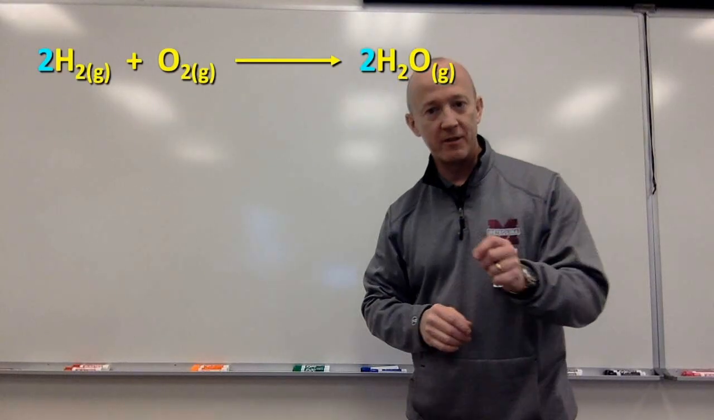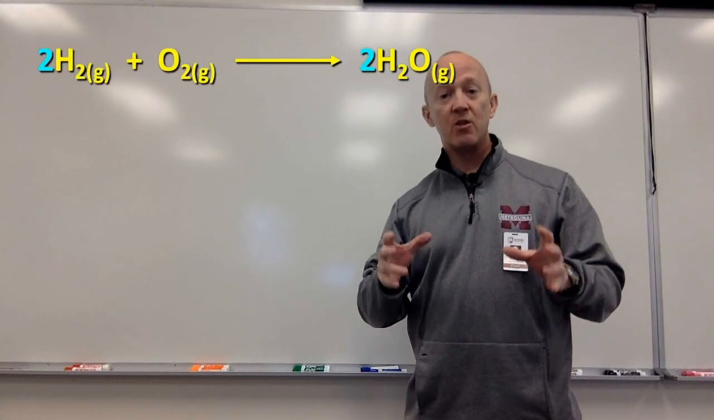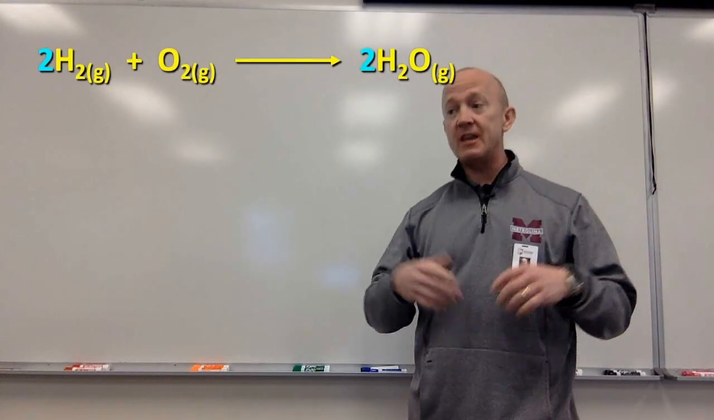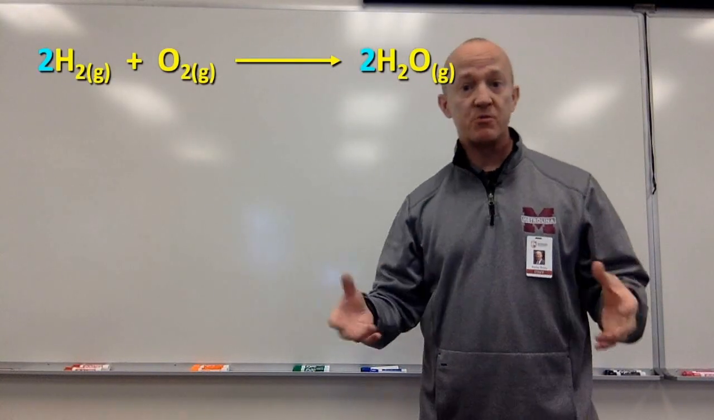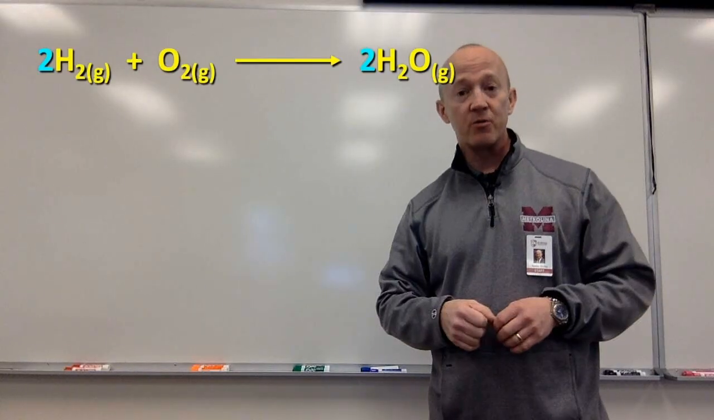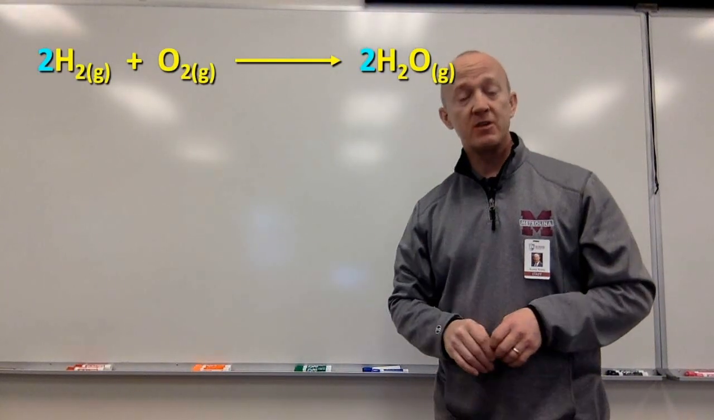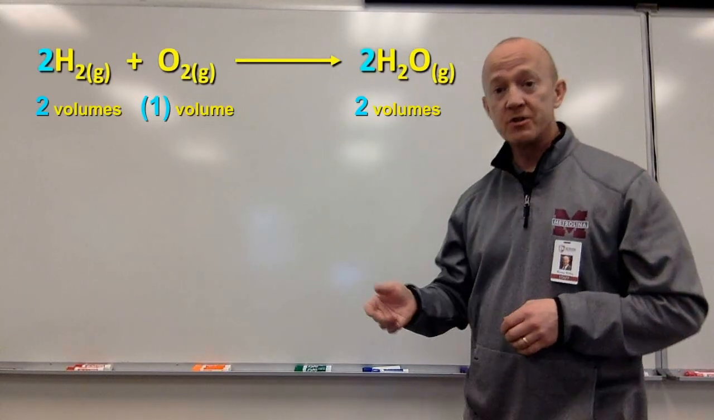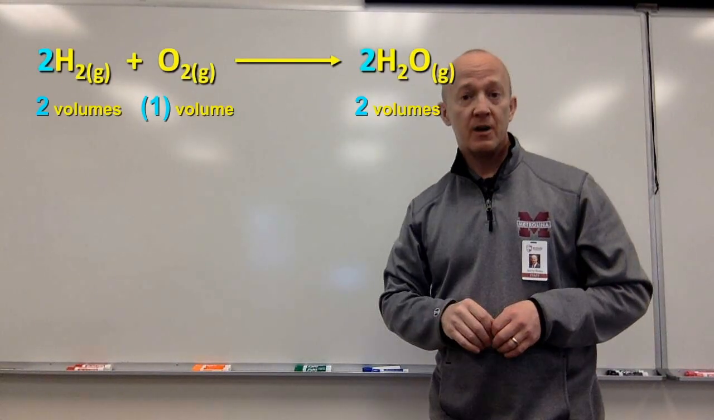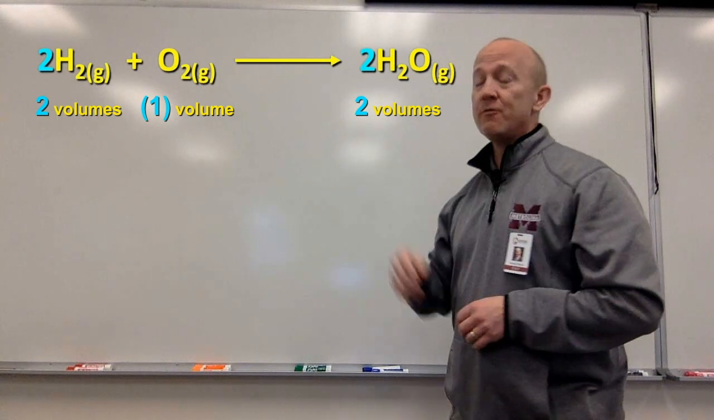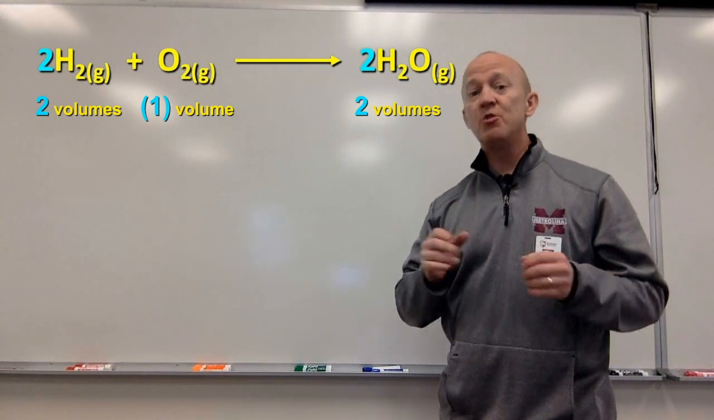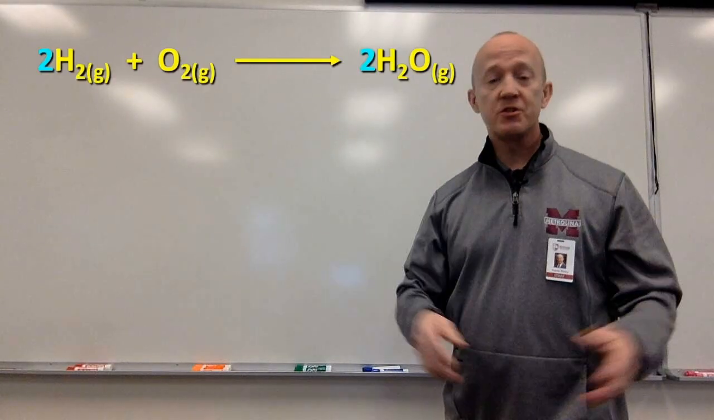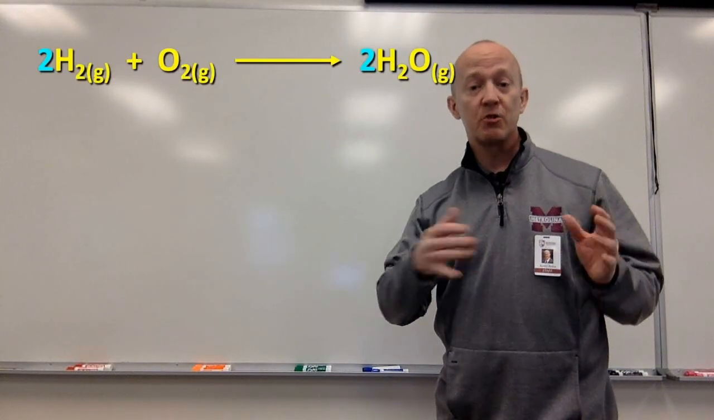But here's the cool thing about gases. We can also use it to describe volumes because of Avogadro's principle, which tells us that equal volumes of gases at the same temperature and pressure have the same amount of particles. So, because of that, we can talk in terms of volumes of gas in this case. In other words, 2 volumes of hydrogen combined with 1 volume of oxygen yield 2 volumes of water vapor. That volume could be in liters or cubic meters, whatever, as long as you're consistent throughout the equation.